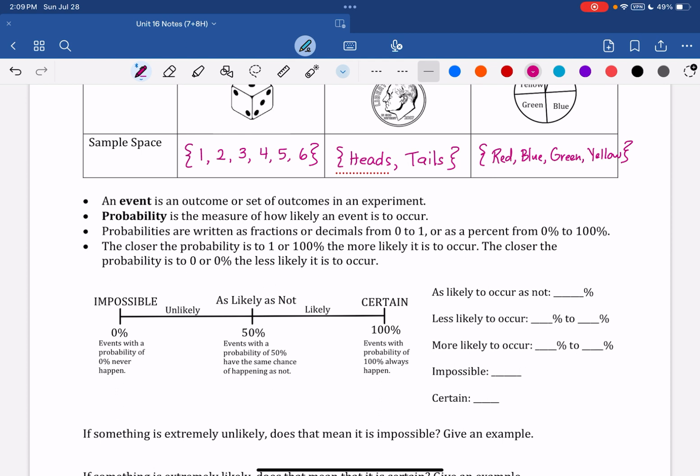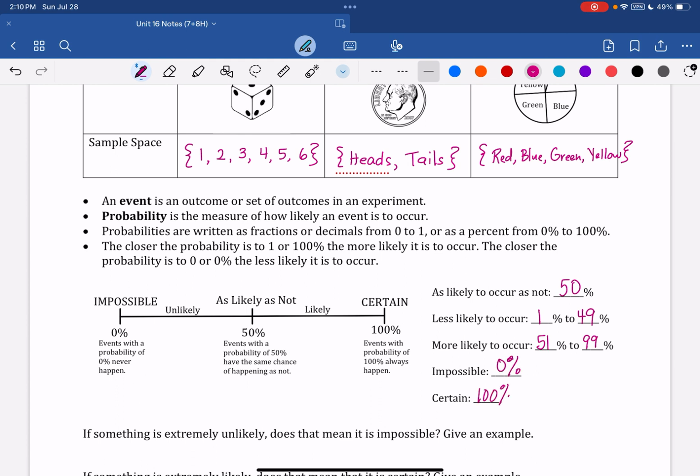So as likely to occur as not, that's a 50%. Less likely to occur is going to be like from 1 to 49%. More likely to occur would be like 51 to 99%. Impossible is going to be 0%.